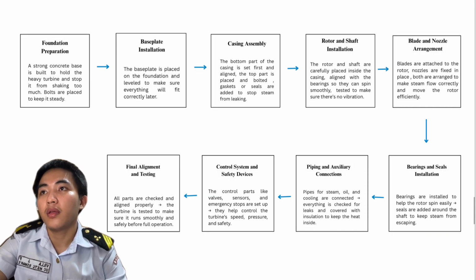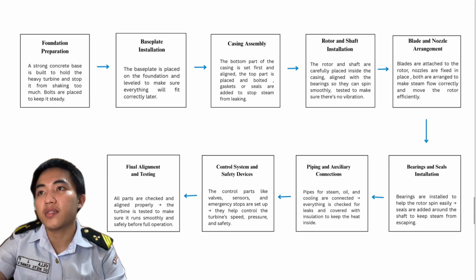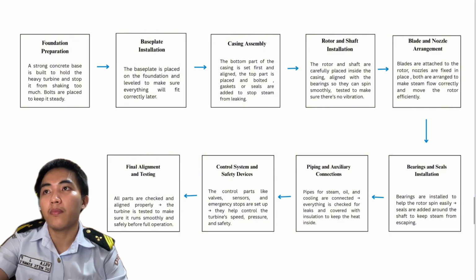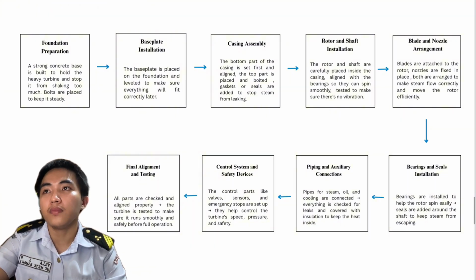Casing assembly. The bottom part of the casing is set first and aligned, and the top part is placed and bolted. Gaskets or seals are added to stop steam from leaking. Rotor and shaft installation. The rotor and the shaft are carefully placed inside the casing, aligned with the bearings so they can spin smoothly. Tested to make sure there's no vibration.